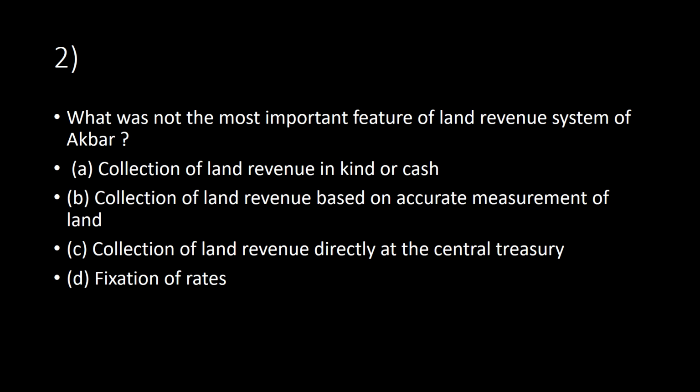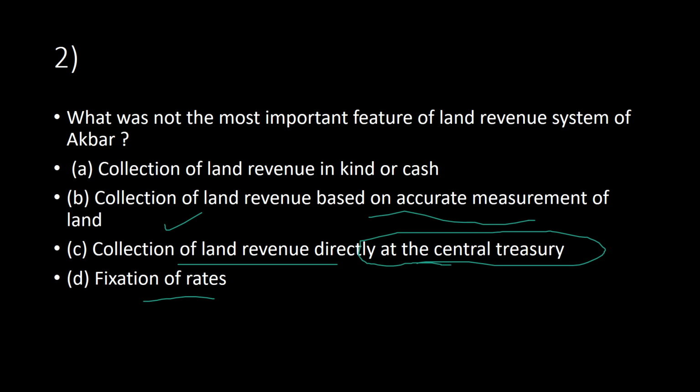The second question is, the most important feature of land revenue system of Akbar was the collection of land revenue in kind or cash, or the collection of land revenue based on accurate measurement of the land, or the collection of land revenue directly at the central treasury, or the fixation of rates. If you're reading properly, you would have figured out that some of these were measures of Alauddin Khalji, and some were practiced by older kings such as Balban and the Tughlaq kings, based upon measurements of land. But for Akbar, the correct answer is collection of land revenue at the central treasury.